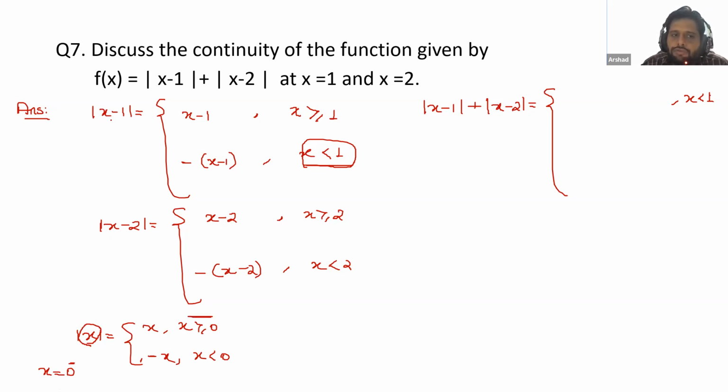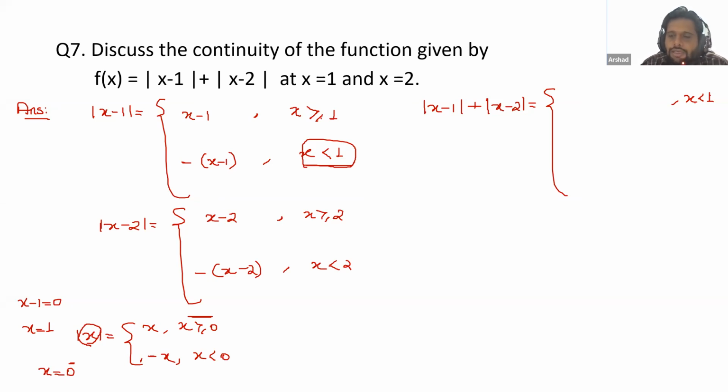So here in the modulus we have x minus 1. We put x minus 1 to 0 and get 1. So we get a reference point 1 here. When x is greater than or equal to 1, this is x minus 1. When x is less than 1, it is negative, minus of x minus 1. Similarly, for modulus of x minus 2, we get the reference point as 2. When x is greater than or equal to 2, it is x minus 2. When x is less than 2, it is minus of x minus 2. Hope this is clear to everyone.